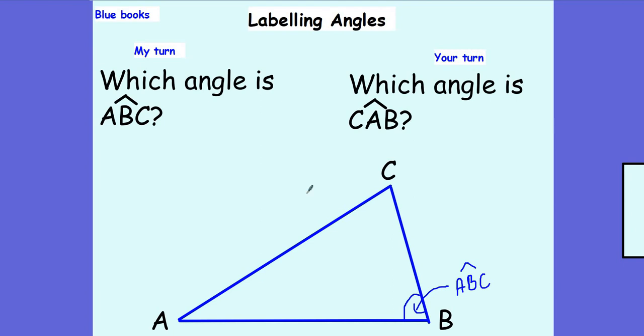Over to you, Year 7. Which one is the angle CAB? In your dark blue books, can you work this out for me now? Pause the video, label it and show me. Okay, the answer I was looking for, we're starting at C this time, so here it is. We're going through A and ending up at B. So this angle here is angle CAB.